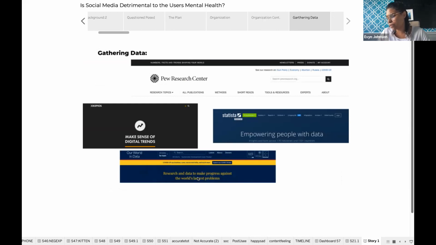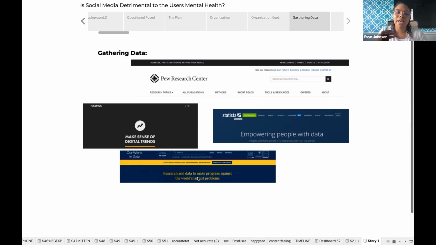I gathered data from several different resources. I used data sets from the Pew Research Center. I used 3 sets from them, and then I used other sources like Statista, Our World in Data, and Kepios, which are just like data digital marketing trend sites.